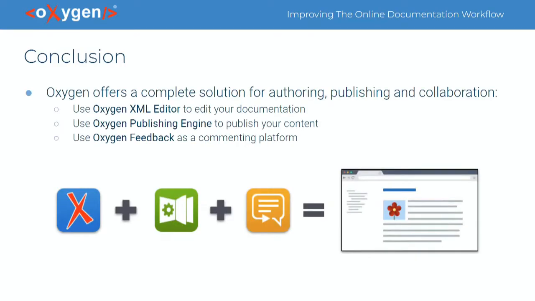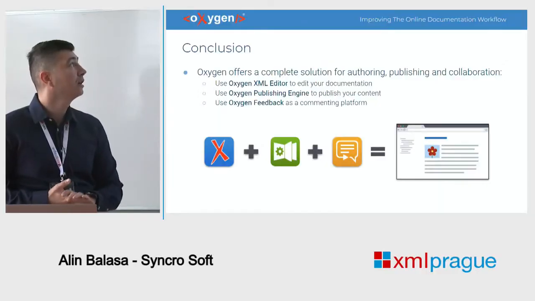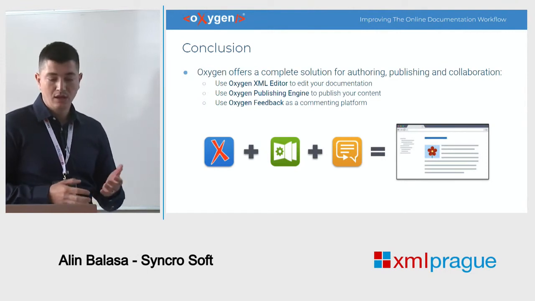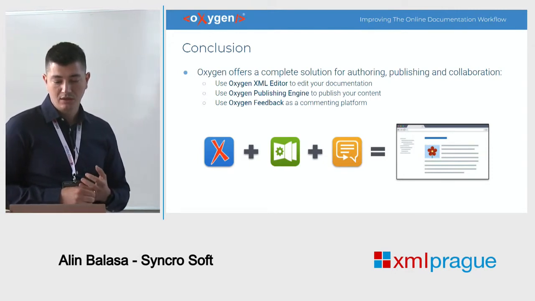So we reach the conclusion of our presentation. We have seen that Oxygen offers a complete solution for authoring and publishing and collaboration. You can use Oxygen XML editor to edit your documentation. You can use Oxygen publishing engine to publish your content. You can use Oxygen feedback as a commenting platform.